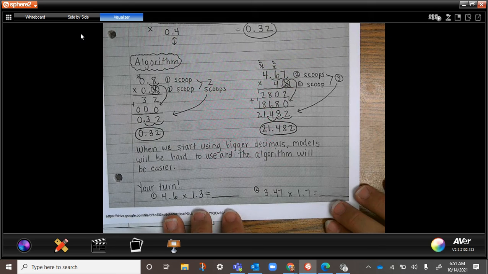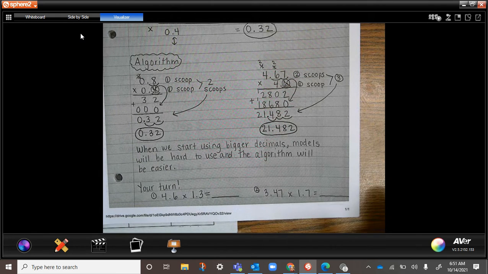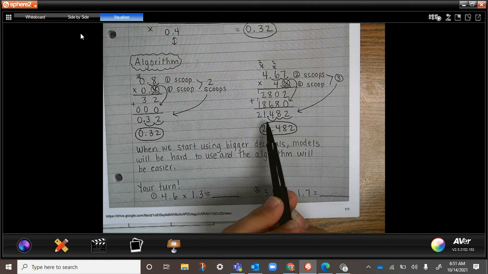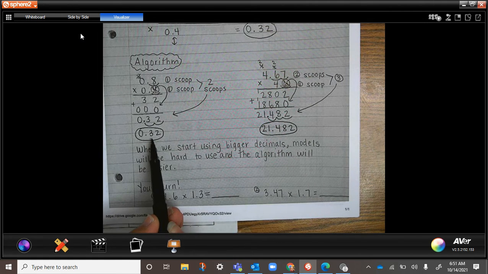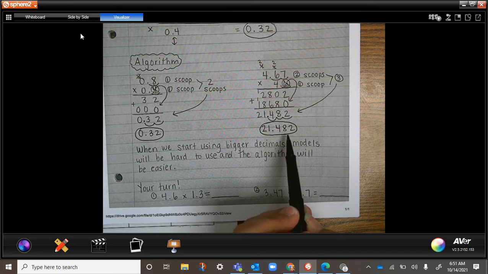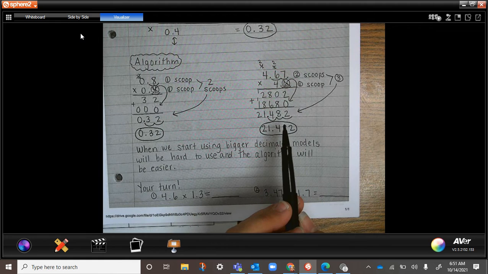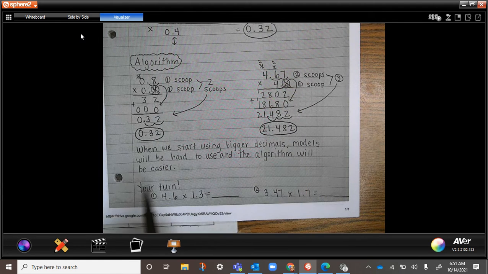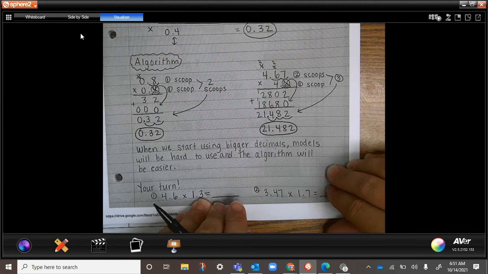All right, so when we start using bigger decimals, the models are going to be a lot harder to use because your number is getting bigger. Like over here, that 32 hundredths would fit into one hundredths grid. Over here, you would need 22 different hundreds grids to model this because that 21 is a whole number, or actually you would need more because you're going into the thousands. So you would need a lot more grids for your bigger numbers. So with the bigger numbers and bigger decimals, we want to use the algorithm. All right, so here's a couple on the bottom that you can check and practice.